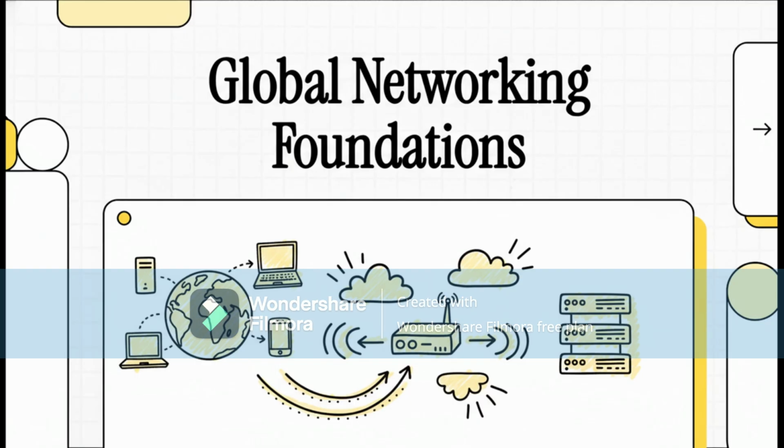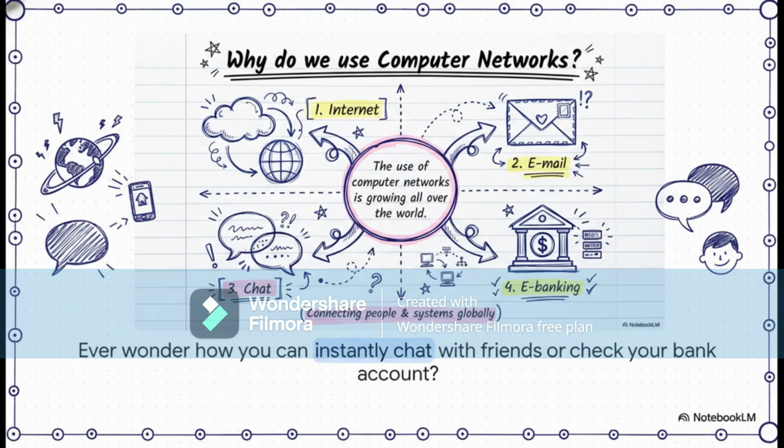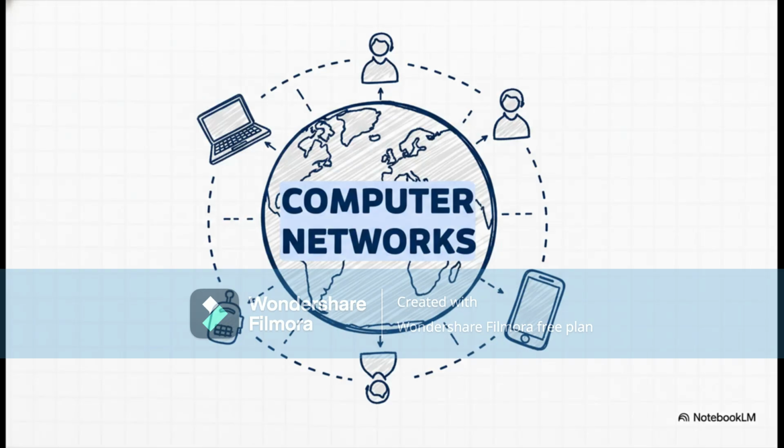So, let's get started. Think about it. Every single day, we're doing stuff like this. Chatting, sending emails, checking our bank accounts online, and we don't even think twice. But this stuff doesn't just happen. It's all powered by this incredible, invisible infrastructure. And yep, you guessed it, the answer is computer networks. These are the systems connecting everything from your phone to massive servers across the globe. They are quite literally the backbone of our modern digital world.